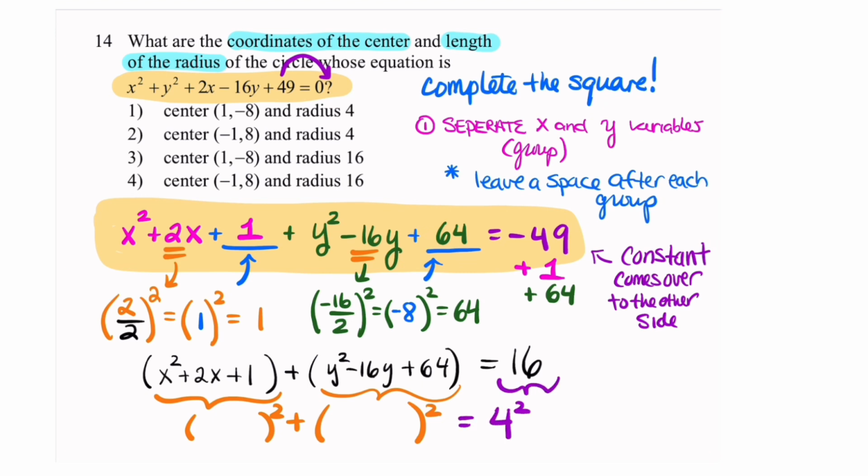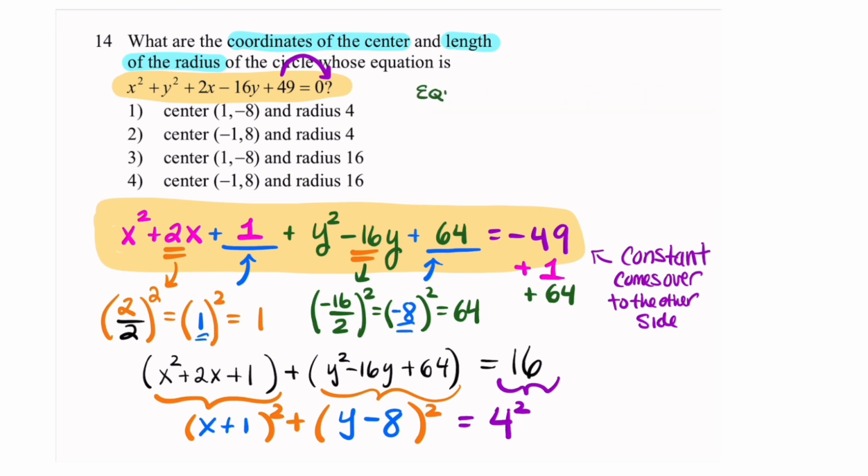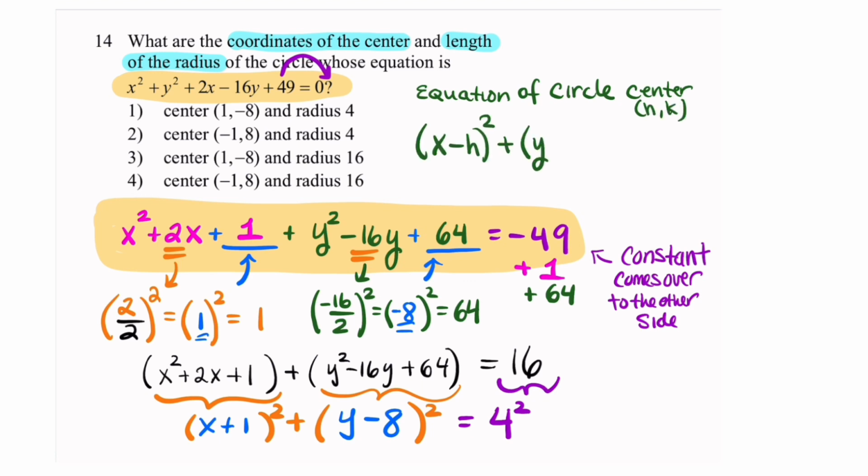and we'll notice that the right hand side could also be written as a perfect square. So the x grouping can be written as x plus 1 squared, and the y grouping as y minus 8 squared. And take a look at what we did earlier to see where that comes from. 16 is 4 squared, and now we relate this to the equation of a circle with a center of hk and a radius of r.